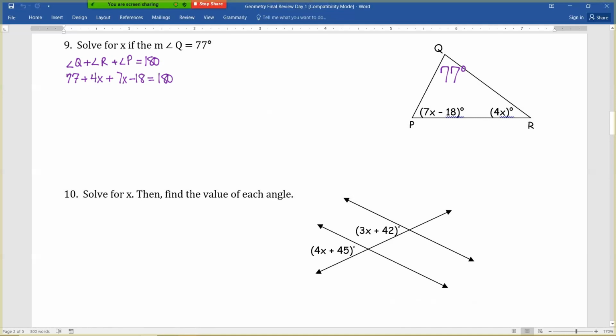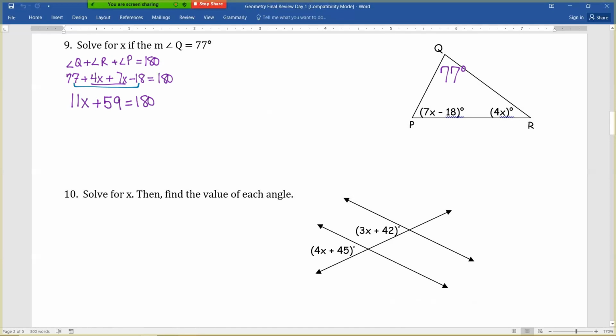Again, once you set this up, it's just a basic algebraic equation that you need to simplify and solve. So first thing I would suggest, combine like terms. I can combine these two terms, 7x and 4x, to give me 11x. I can combine these two terms, 77 minus 18 is positive 59. Haven't done anything with that 180, so we're just bringing it down. So now we have 11x plus 59 equals 180.